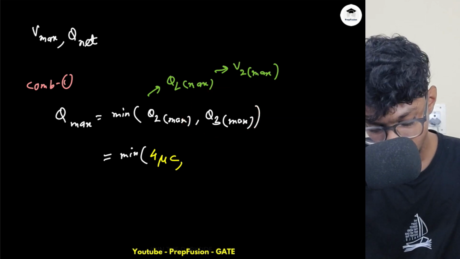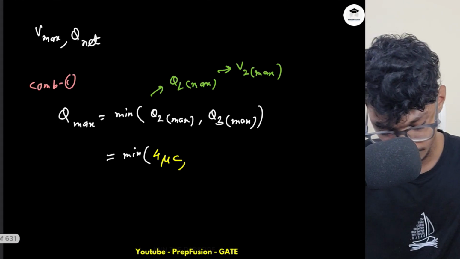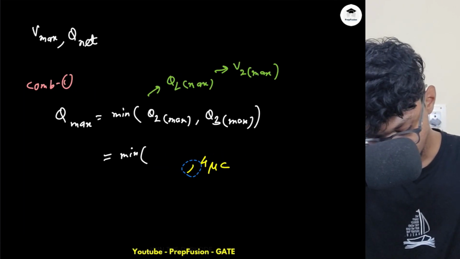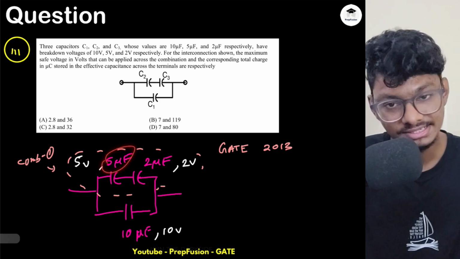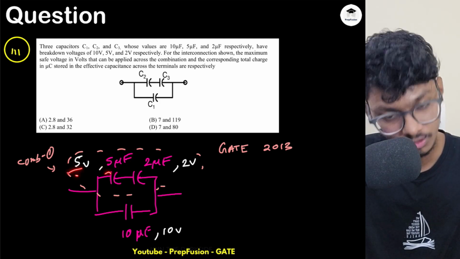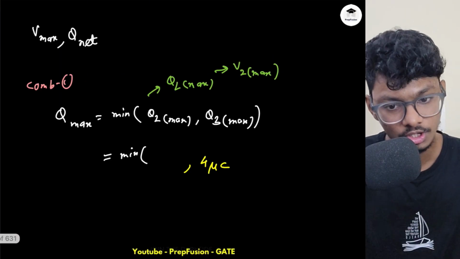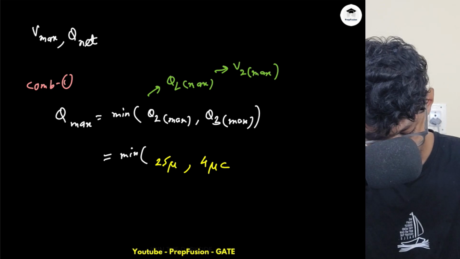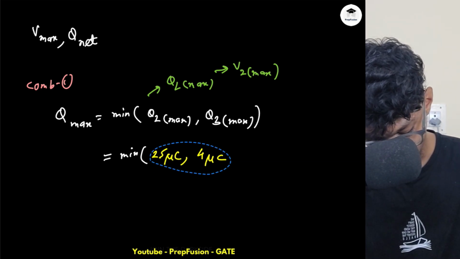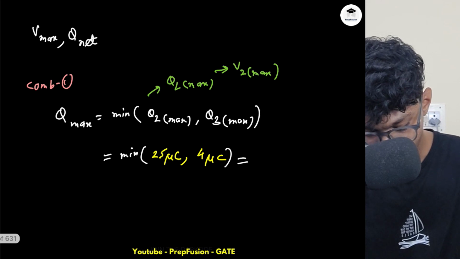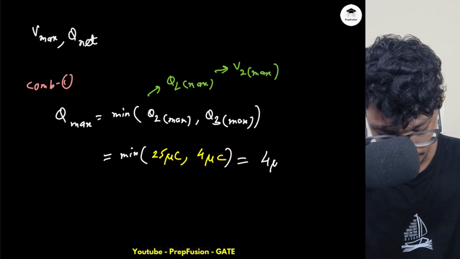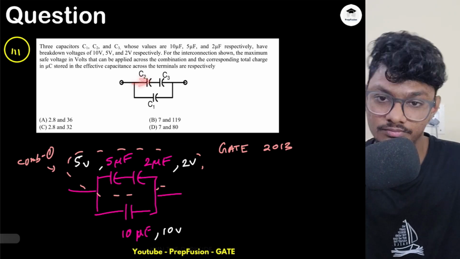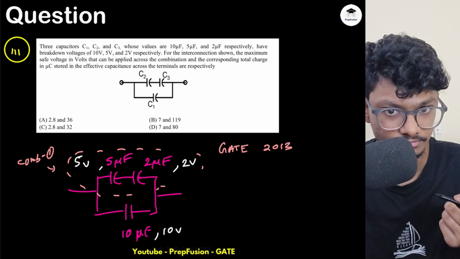What about Q3 max? Sorry, I made a mistake, this is Q3 max actually. Q2 max I haven't computed. Q2 max is V2 max into C2, so 5 volts into 5 microfarads is 25 microcoulombs. I will choose the minimum of these, which is 4 microcoulombs. So this is the maximum charge that can flow through this top. Now what about the potential?